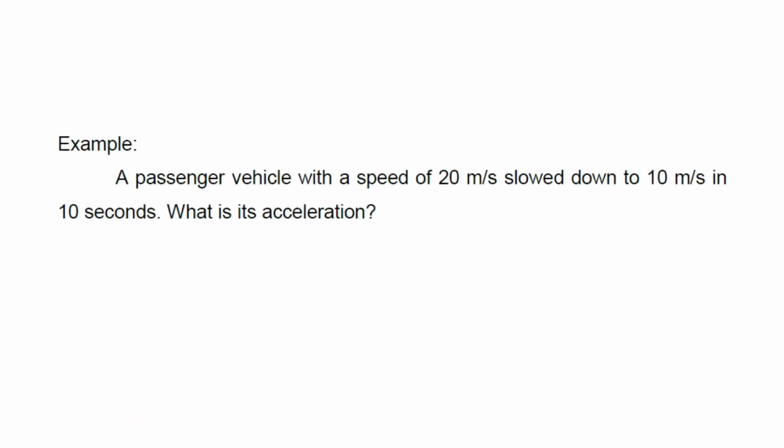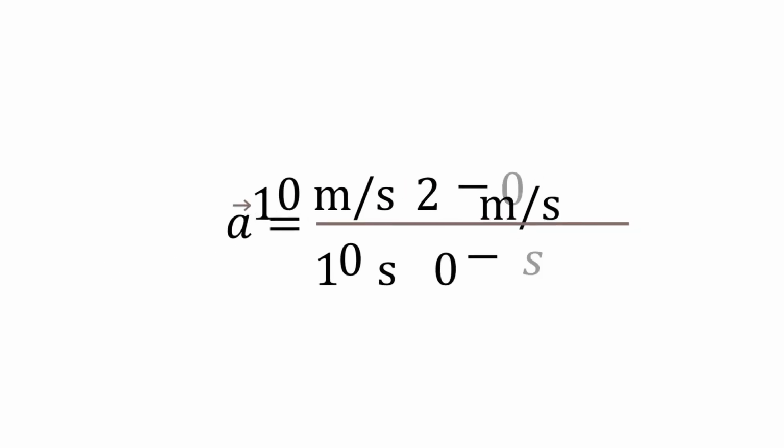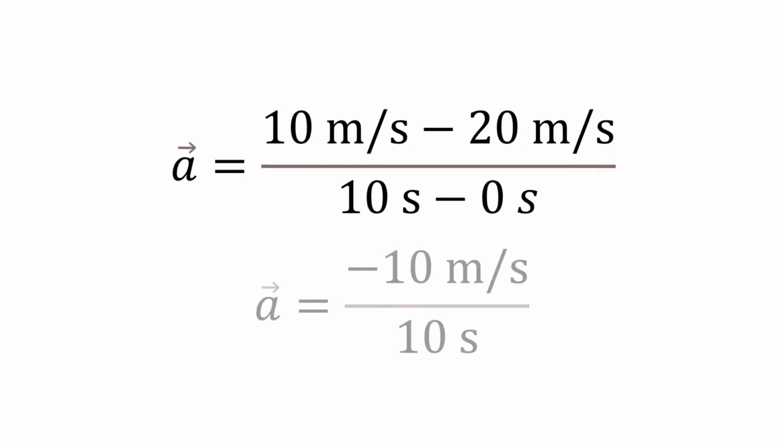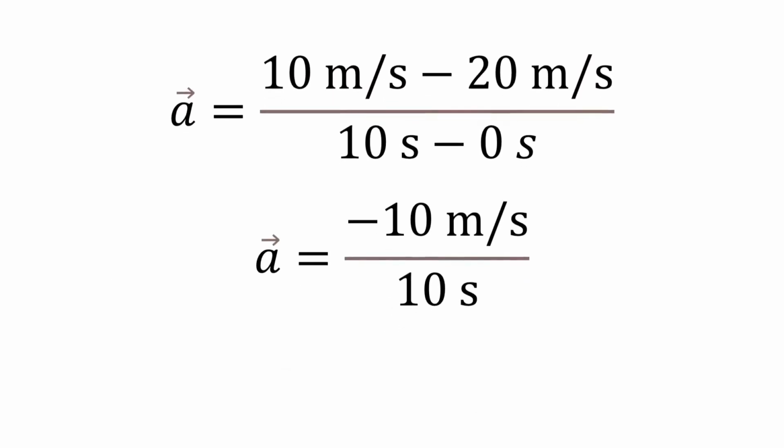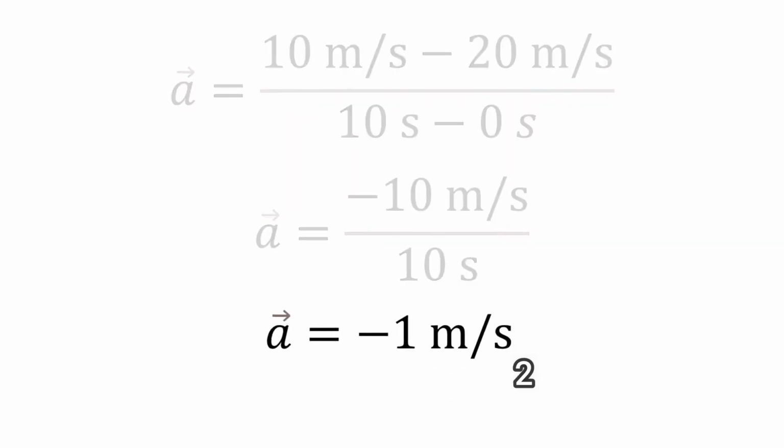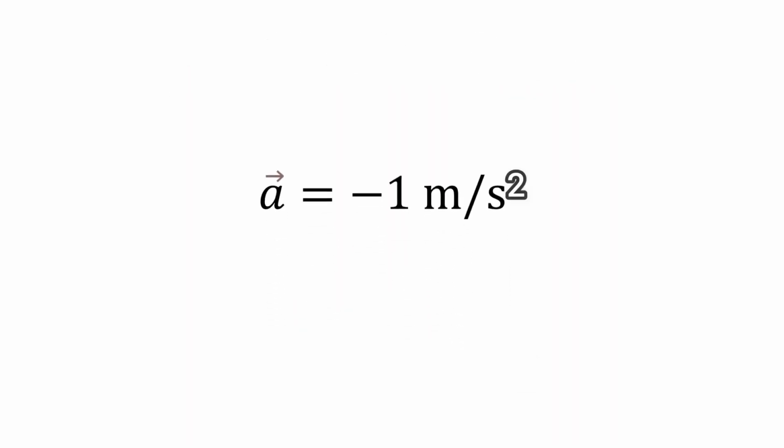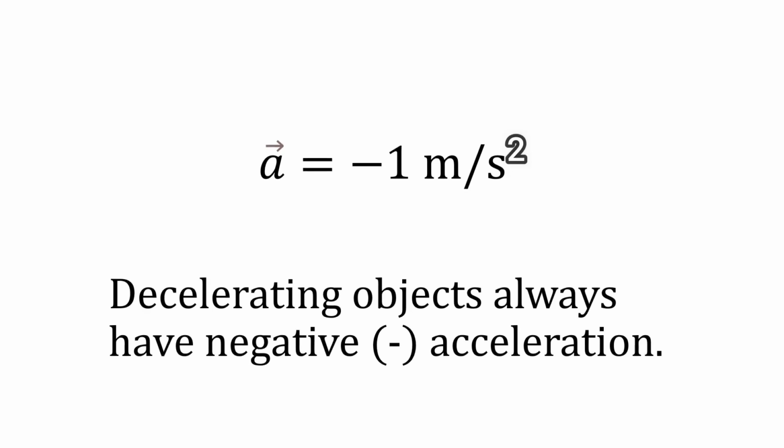Let's have, for example, a passenger vehicle with a speed of 20 meters per second that slowed down to 10 meters per second in 10 seconds. What is its acceleration? Therefore, the acceleration of a slowing car is equal to -1 meter per second squared.